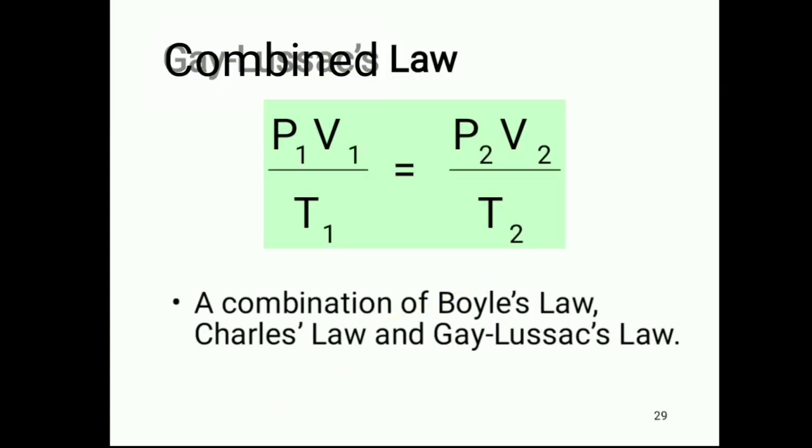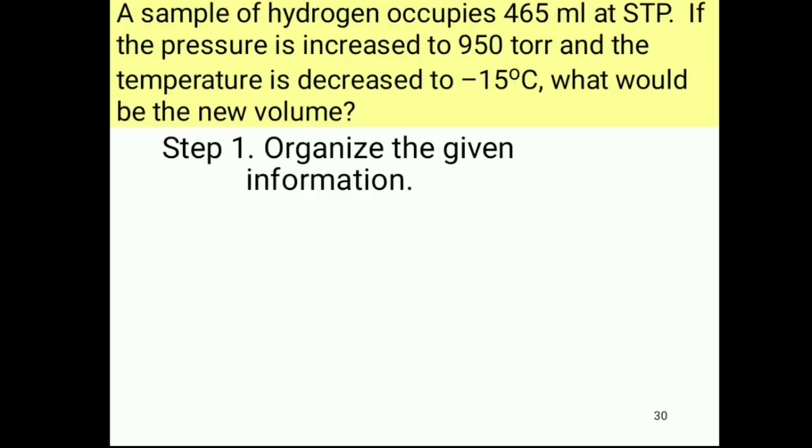Okay, so correction here, we have the combined gas law. Combined gas law is actually the combination of Boyle's law, Charles' law, and Gay-Lussac's law. So we have the equation P sub 1 times V sub 1 over T sub 1 equals P sub 2 times V sub 2 over T sub 2. If we analyze this, we can get Boyle's law, the Charles' law, and the Gay-Lussac's law. The three, when combined, give us the equation for combined gas law. Okay, let's have an example.